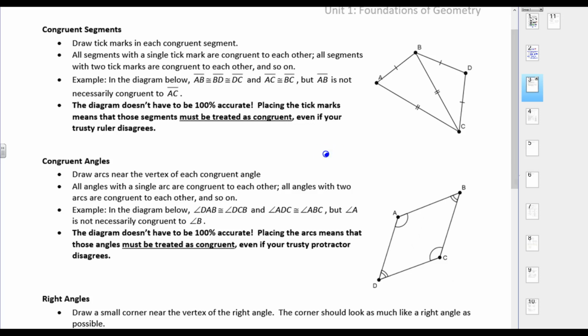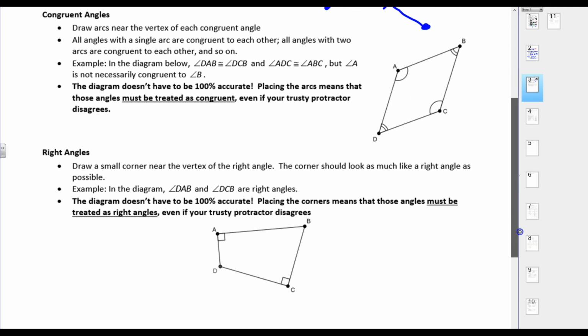So if I give you a really frustrating diagram, if I do something like this, and I say this is congruent to this, you have to trust that those 2 segments are congruent even if the diagram doesn't look like they actually are. We trust tick marks, we do not trust our diagram.